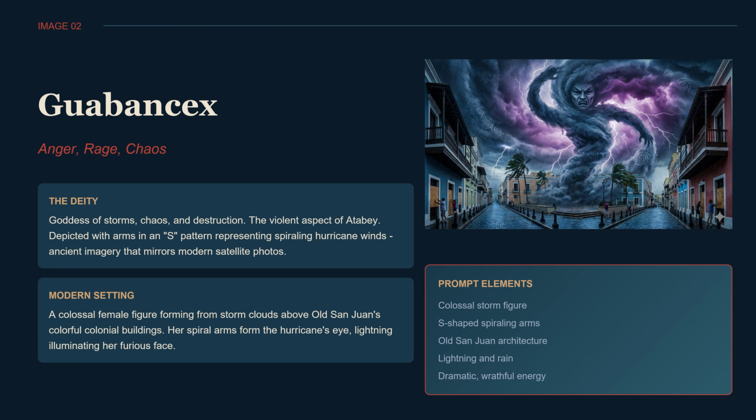Next, we have Guabancex, goddess of storms, representing anger and chaos. She's actually Atabe's destructive aspect. I depicted her forming from storm clouds and her spiral arms mirroring a hurricane shape.